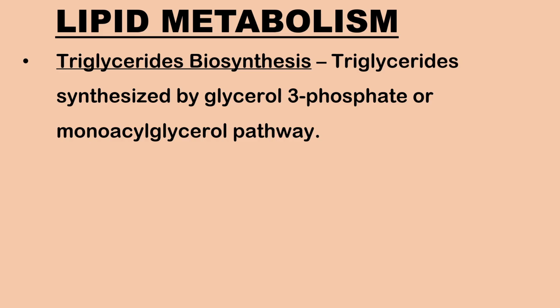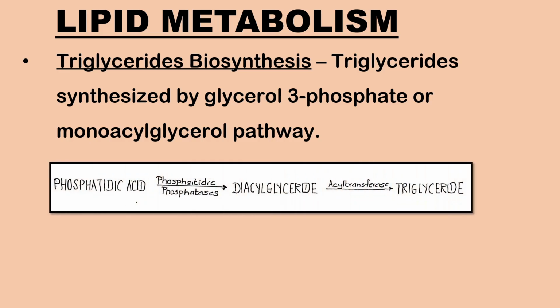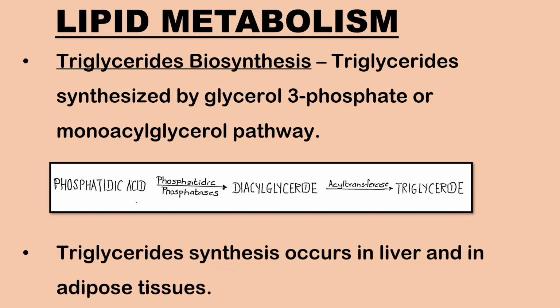Triglycerides can be synthesized by either the glycerol 3-phosphate or monoacylglycerol pathway. Phosphatidic acid, in the presence of enzyme phosphatidic phosphatase, gets converted into diacylglyceride, which in the presence of enzyme acyltransferase forms triglyceride in the cytosol. Triglyceride synthesis occurs in the liver and in the adipose tissues.